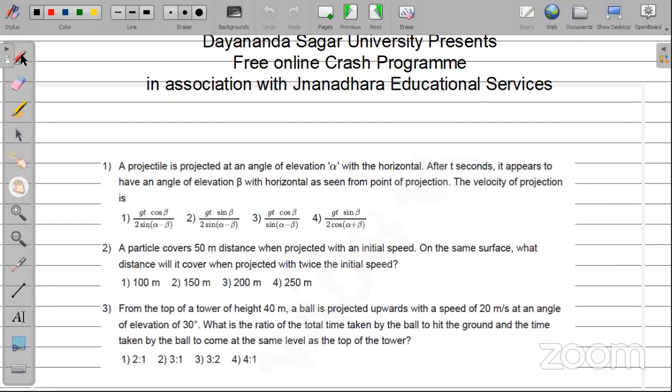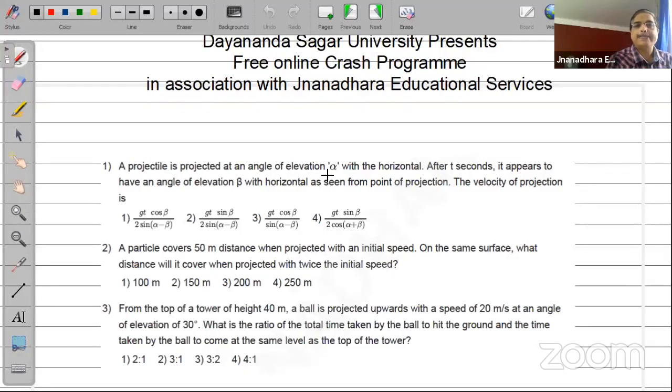A projectile is projected at an angle of elevation alpha with respect to the horizontal. After t seconds, it appears to have an angle of elevation beta with the horizontal as seen from the point of projection.